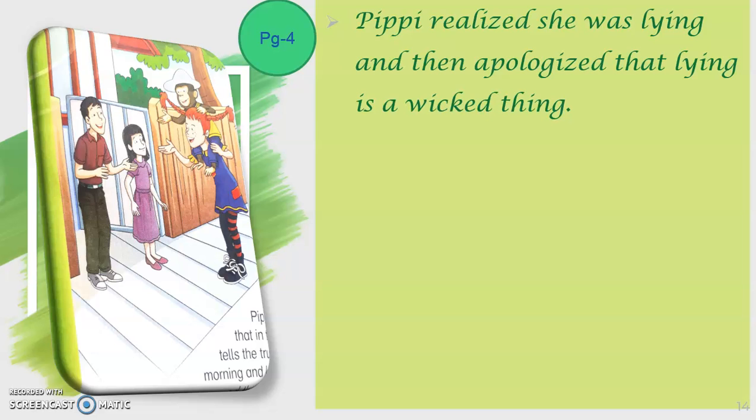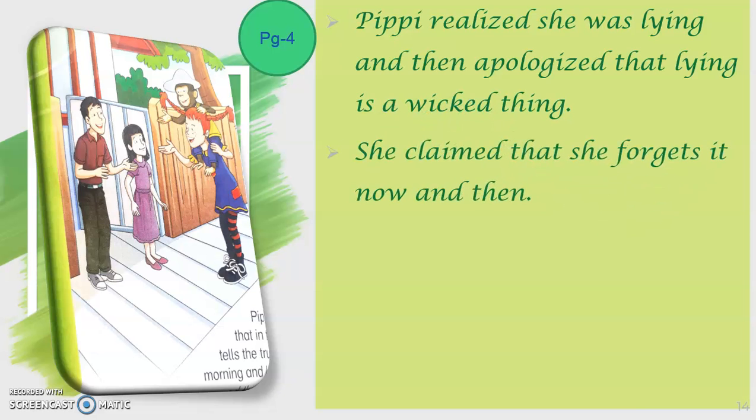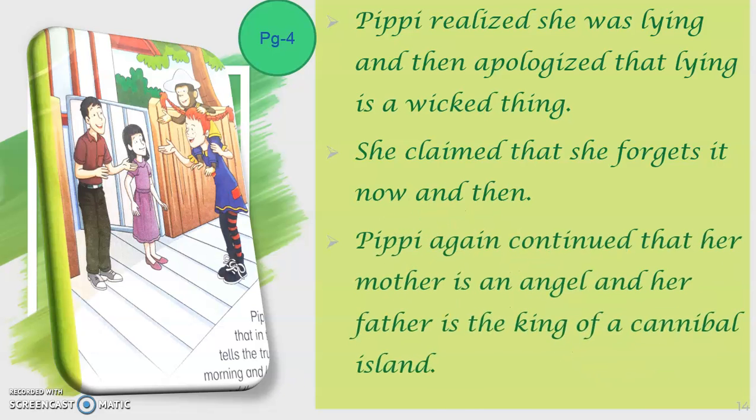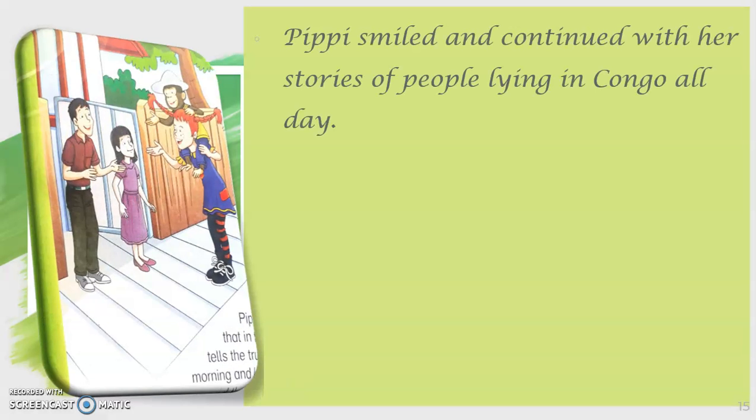Now, the good thing about here is that Pippi realized what wrong she was doing. She claimed that she forgets it now and then, so she wanted her friends to remind her whenever she is getting into lying. So Pippi again continued that her mother is an angel and her father is the king of a cannibal island. So what does Pippi do? Pippi smiled and continued with her stories of people lying in Congo all day.